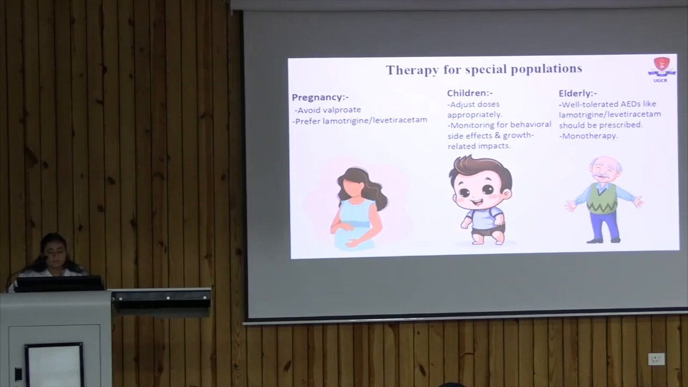Therapy for special populations. In pregnancy, valproate must be avoided because it is the most teratogenic antiepileptic drug. Lamotrigine and levetiracetam are preferred. In children, doses must be adjusted properly while monitoring for behavioral side effects and growth-related impacts. In the elderly, well-tolerated antiepileptic drugs like lamotrigine and levetiracetam should be prescribed. Monotherapy is preferred over polytherapy.